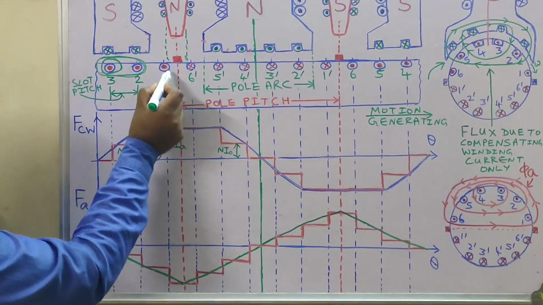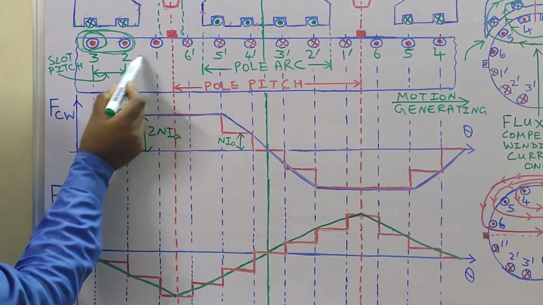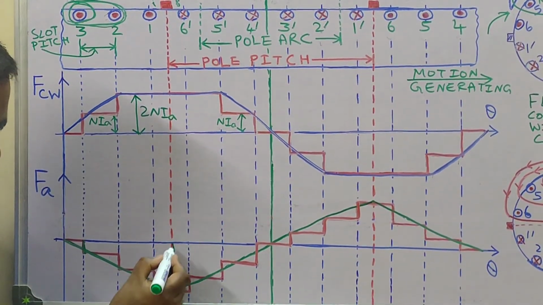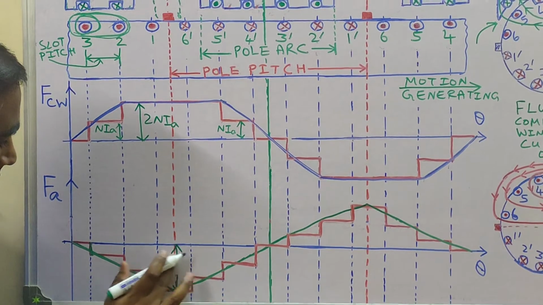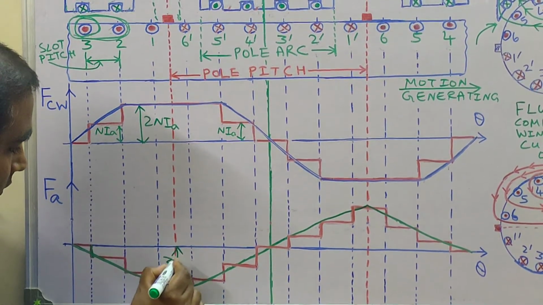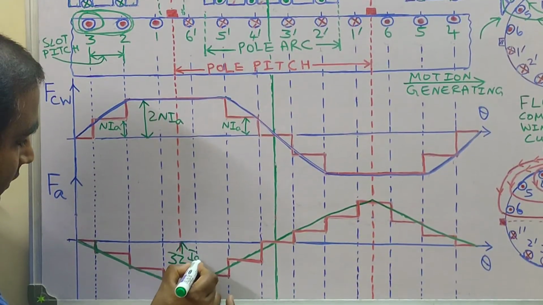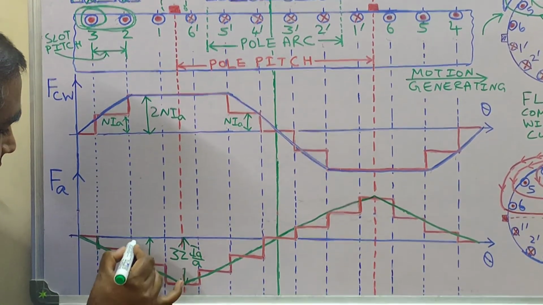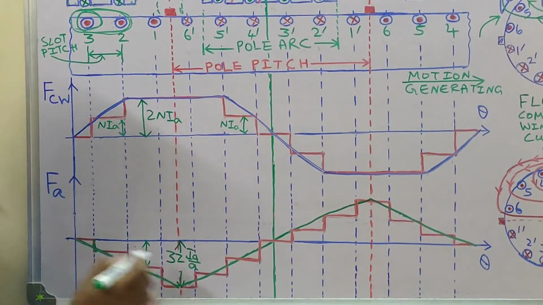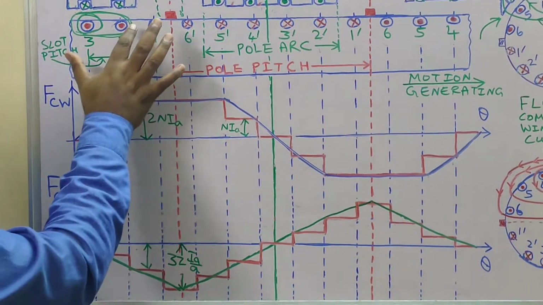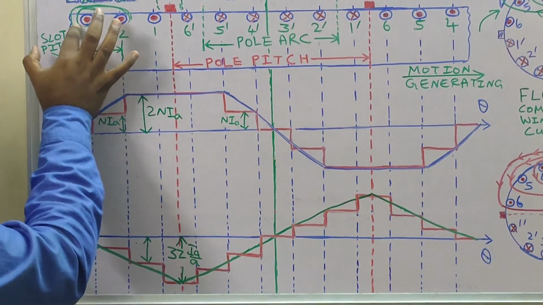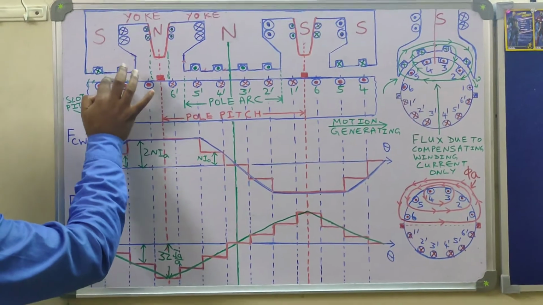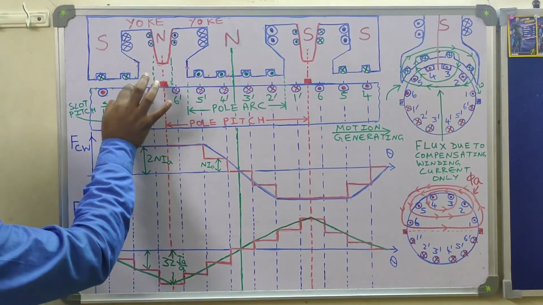If you choose another path such that slots 1, 2, 3 are enclosed, it will be 3Z into Ia by A. In that way you can find this, which can be termed 3Z Ia by A. Again this is your 2Z Ia by A. So here we find that the MMF variation is actually not trapezoidal for the armature winding, it is actually triangular. We derived this earlier in our earlier classes.